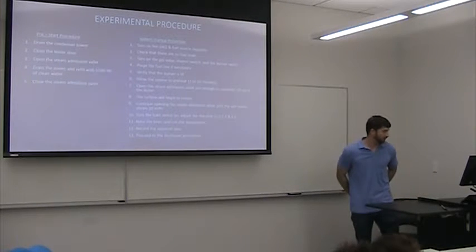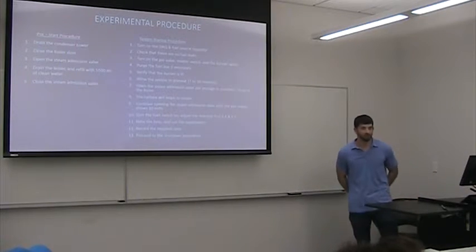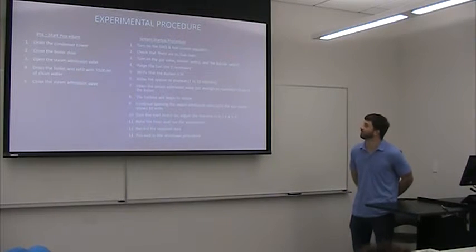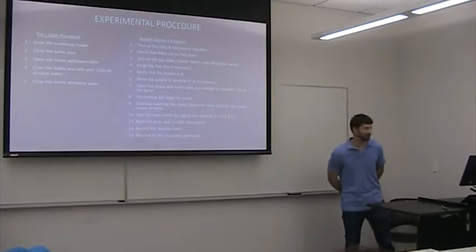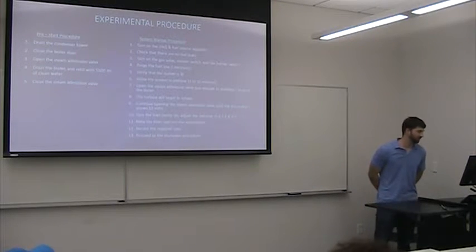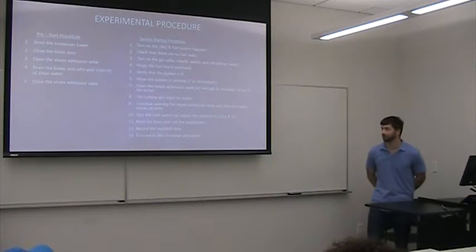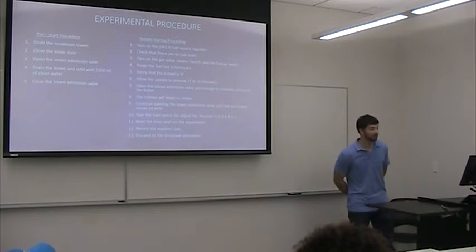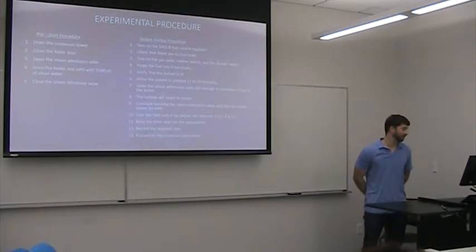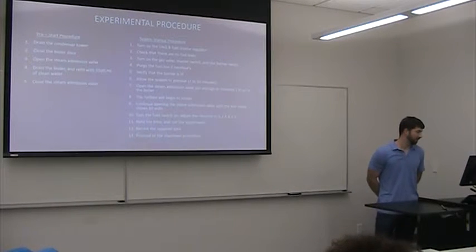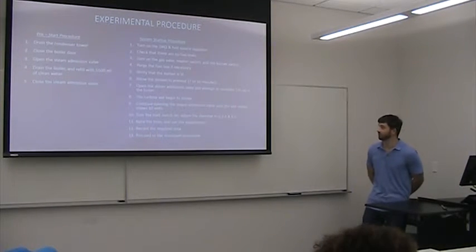As most of you know, the experimental procedure for this lab is really long. It was like 1 million steps. So I tried to condense it. There's a pre-start procedure. It wasn't too bad, but basically we're going to drain the condenser, close the boiler door, open the steam emission valve, drain the boiler, and then refill it with 5,500 milliliters of clean water, close the steam emission valve.